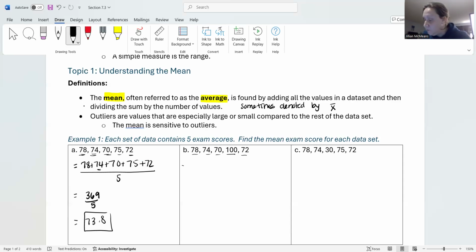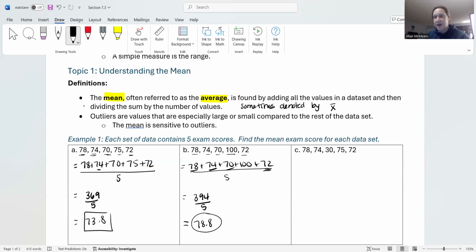So we're going to add again. So we take 78 plus 74 plus 70 plus 100 plus 72. We divide by 5. So let's see what we get when we add. So again, if you haven't gotten your calculator out, what are you waiting on? Get your calculator out, okay? So we have 78 plus 74 plus 70 plus 100 plus 72. So this time I get 394. We need to divide that still by 5. And I get 78.8.